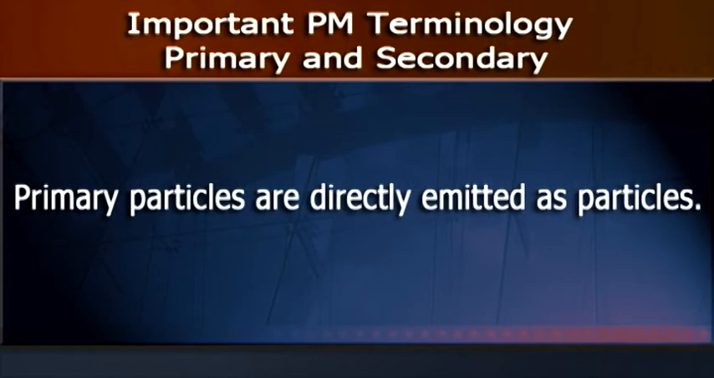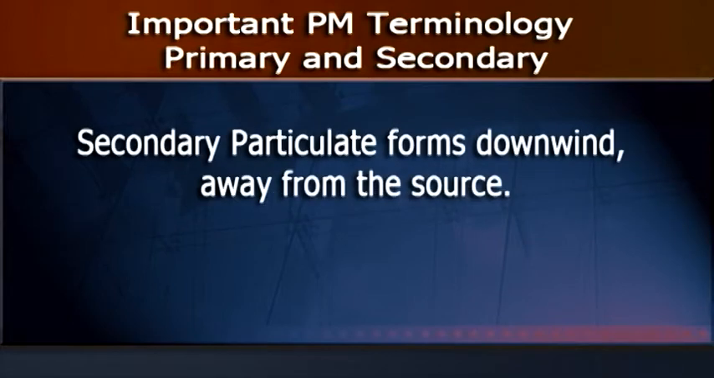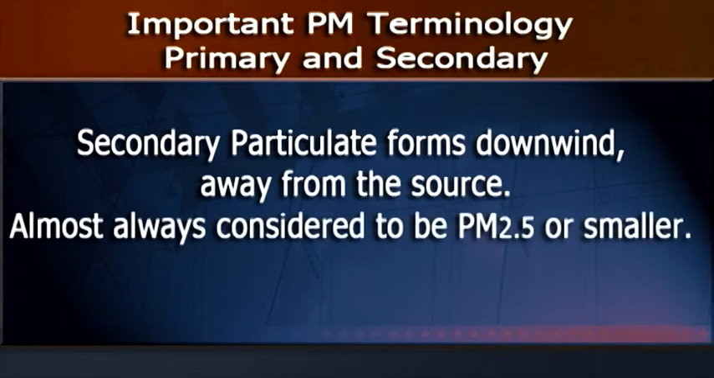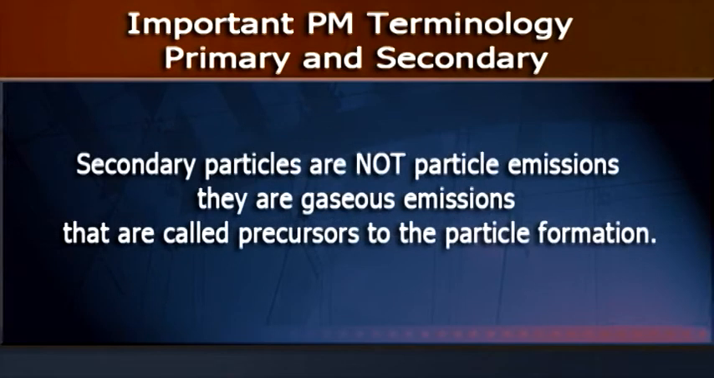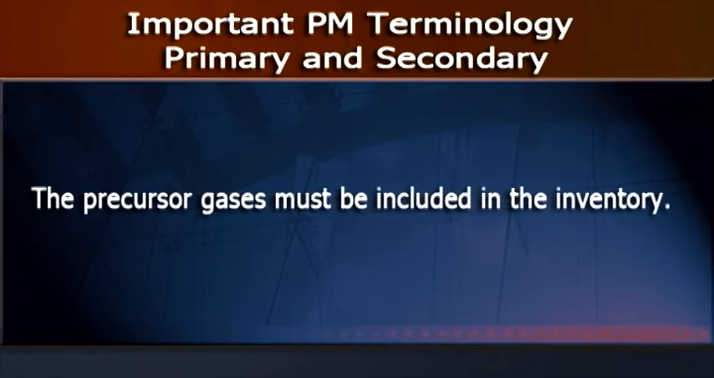As a refresher, primary particles are emitted directly as particles. In contrast, secondary particulate matter forms downwind after emissions. Secondary particles are almost always PM 2.5 or smaller. Secondary particles are not particle emissions. They're gaseous emissions that are called precursors to the particle formation. The precursor gases must be included in the inventory.